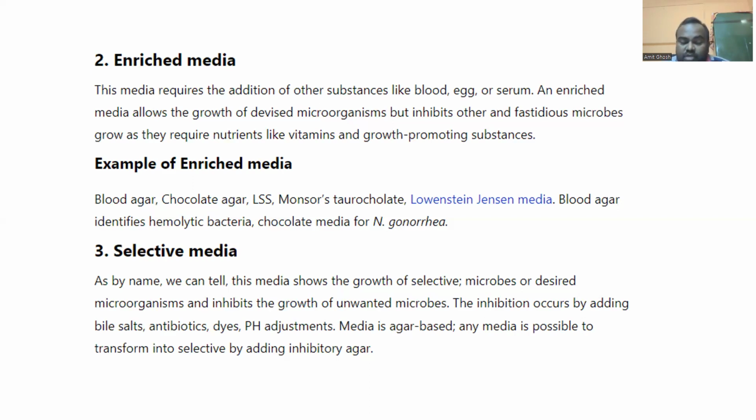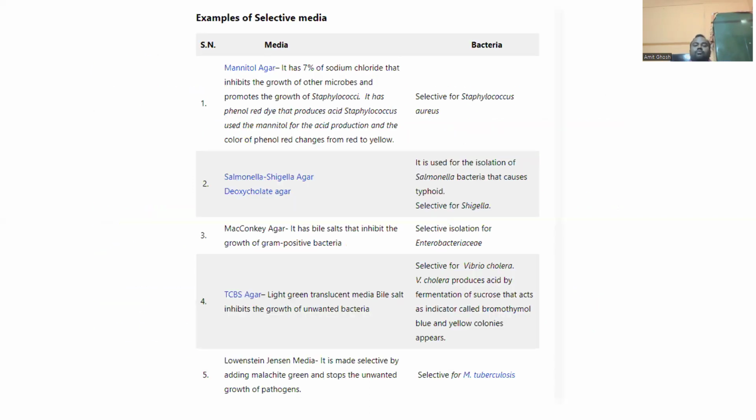How can this inhibition occur? It occurs by adding bile salt or antibiotics, or you can add dye, or you can change the pH, and then it will be selective. The media is agar based. You need to add agar because it is solid media, and any media is possible to transform into selective by adding inhibitory agents. So this is the comparison chart of different selective media.